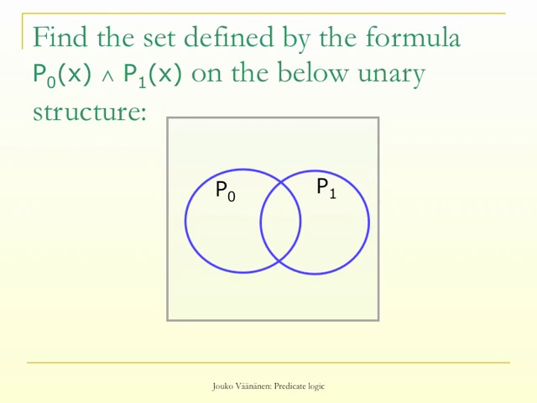Find the set defined by the formula P0x and P1x on the below unary structure. The formula P0x and P1x defines a set of elements of the model that are in the set P0m and in the set P1m. In other words, the set of elements that are in the intersection P0m intersection with P1m.